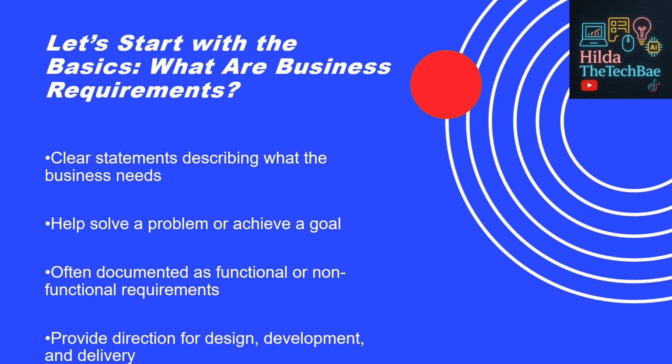For example, if a hospital wants to reduce patient wait times, the business requirement might be, enable patients to self-schedule appointments online. We're not talking about which app or what tech stack yet, just what needs to be achieved. These requirements usually fall into two main categories: functional requirements, what the system or process should do. Non-functional requirements, how it should perform, like speed, usability, compliance, etc.